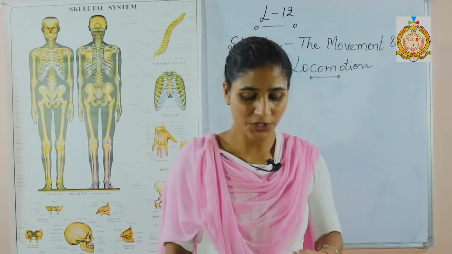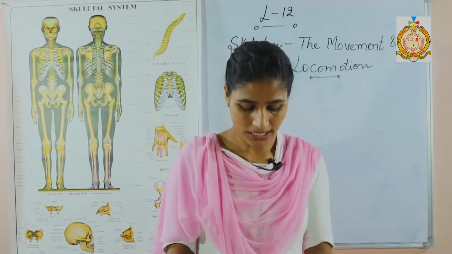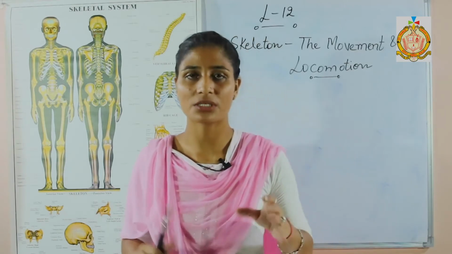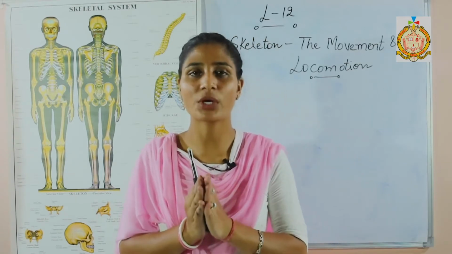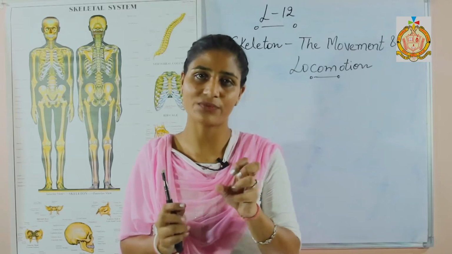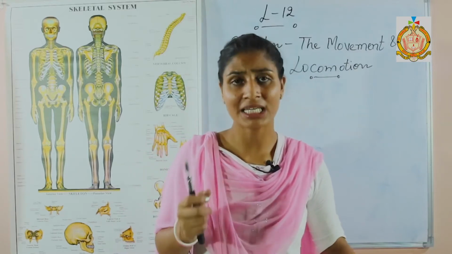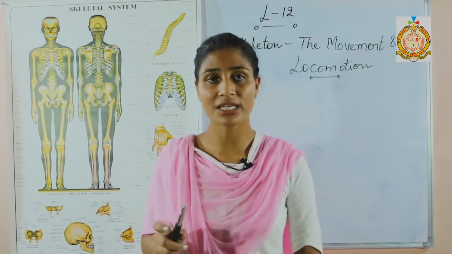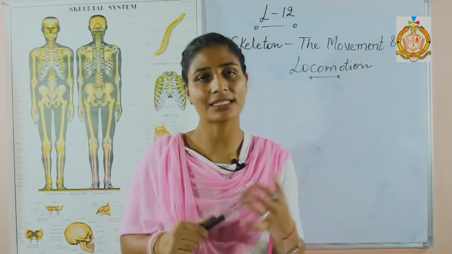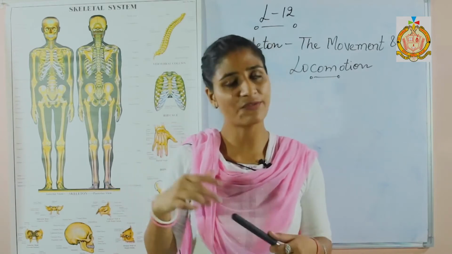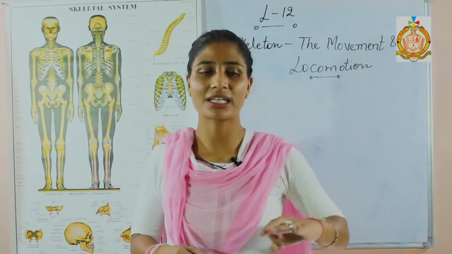Joints are the point where two separate bones meet each other, meaning they are attached to each other. That point of contact is known as the joint. There are three main categories of joints: first is immovable, second is partially movable, and the third is freely movable. So there are three types of joints.